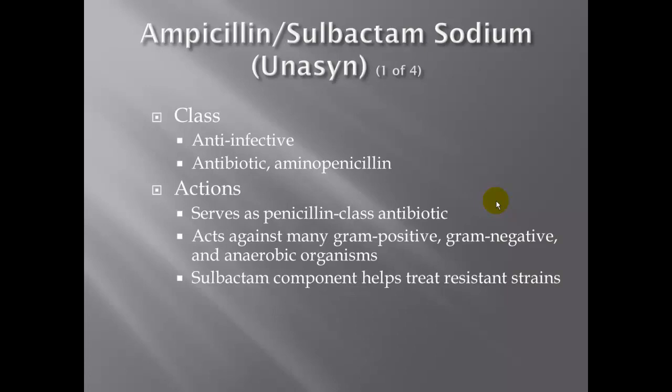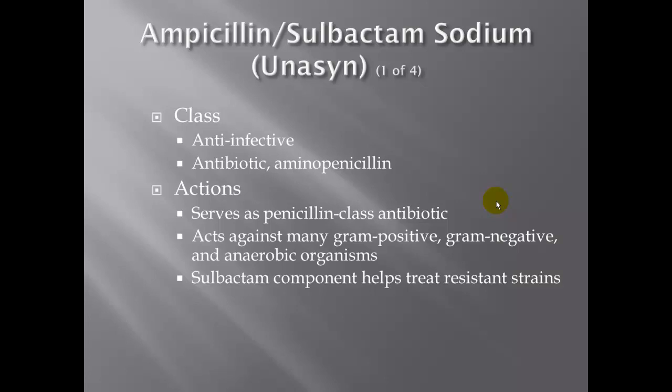Ampicillin or Unasyn. Class on this is going to be an anti-infective, antibiotic, aminopenicillin. Actions: serves as a penicillin class antibiotic. Acts against many gram-positive and gram-negative and anaerobic organisms. The sulbactam component helps treat resistant strains, and this is a dual antibiotic. Other dual antibiotics are out there. Another one that we're commonly familiar with is Augmentin.